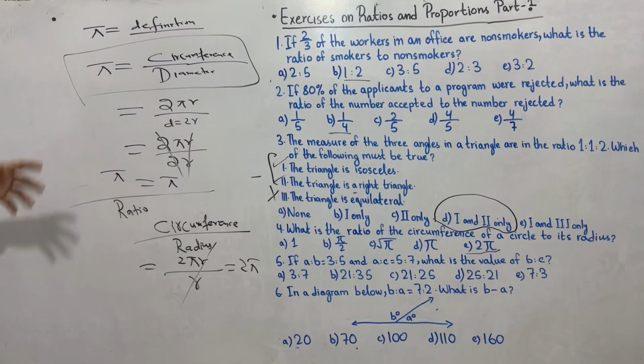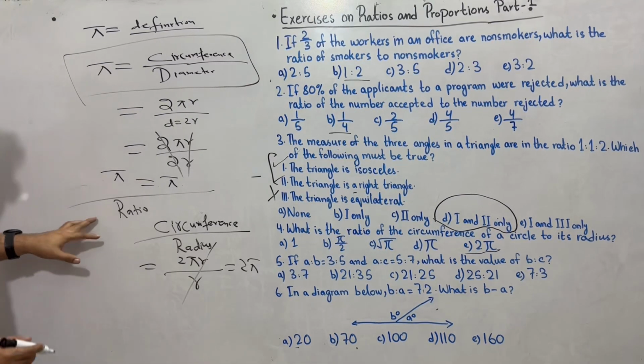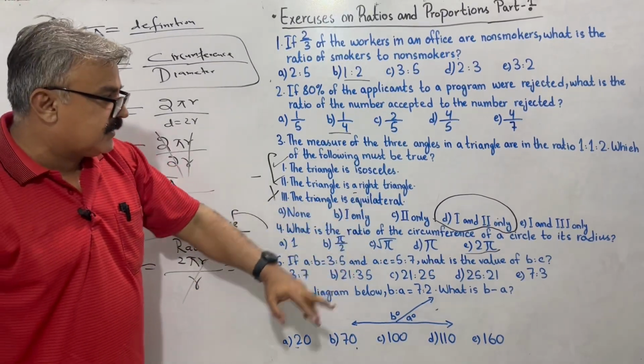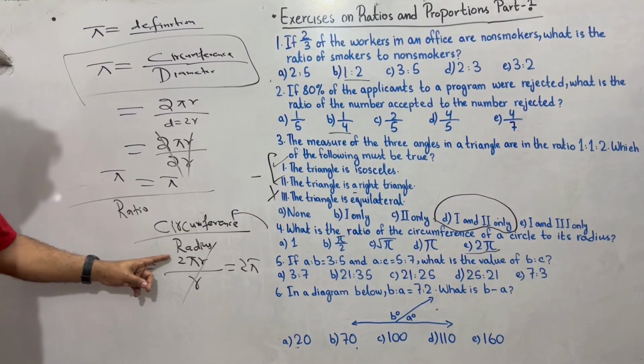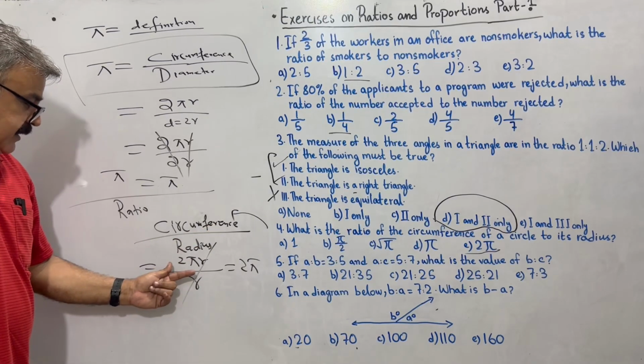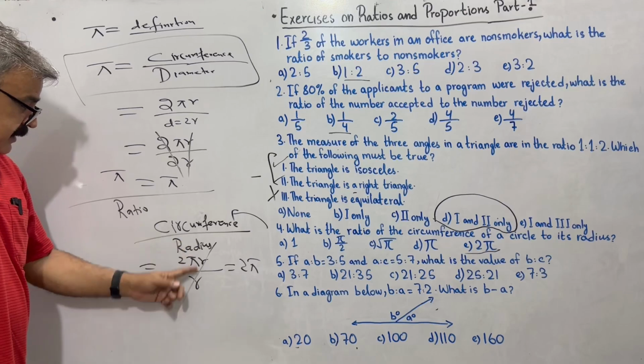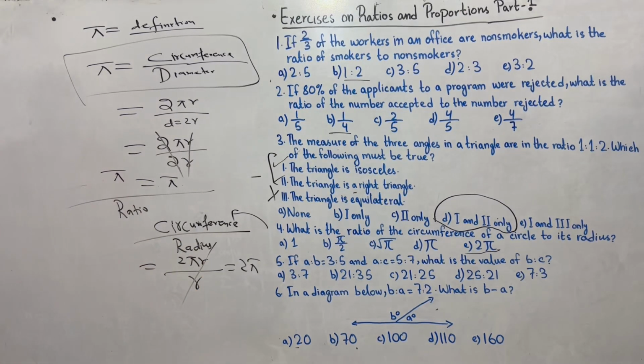The definition of pi is circumference divided by diameter, and that is the question that is asked of us: what is the ratio of the circumference of a circle to its radius? Circumference is given by 2 pi r. Some writers write pi d, it's okay. 2 pi r divided by r, r cancels. 2 pi is the ratio of the circumference to its radius.